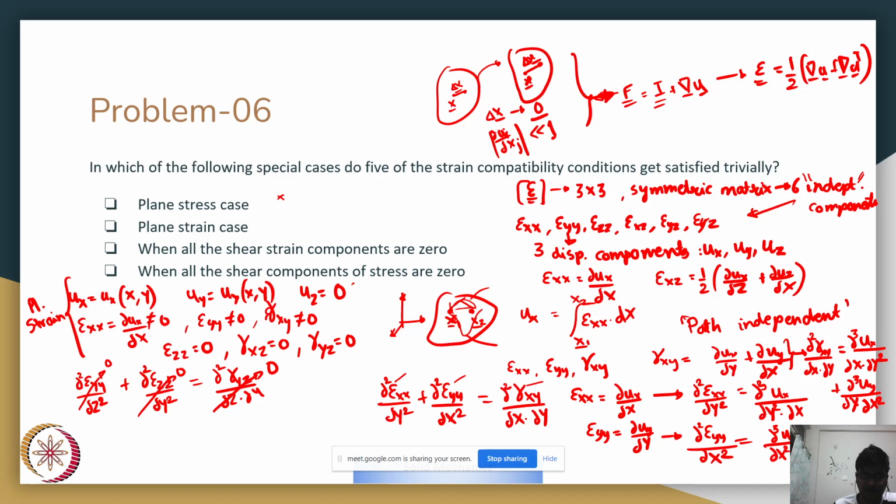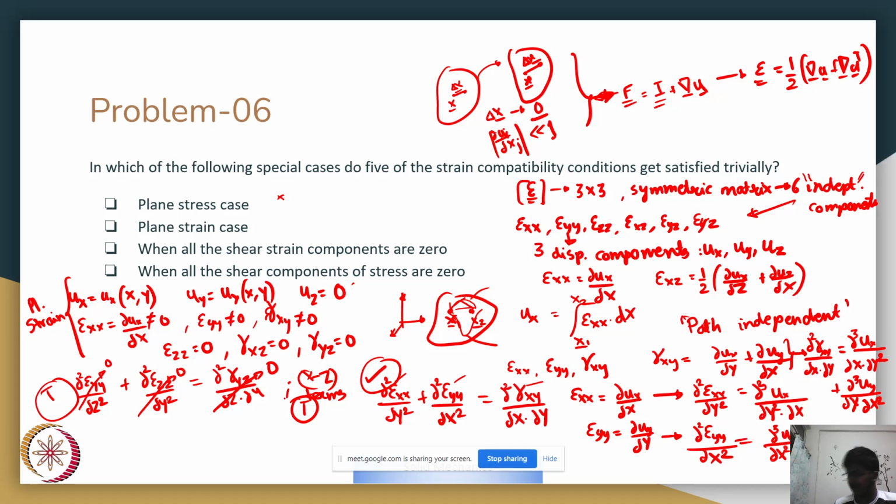Similarly, if we write down an equation in xz terms, you can again see that epsilon xx will not be a function of z, epsilon zz will be 0, and gamma xz is also 0. So in the set 1, which has 3 equations, one is satisfied and the other two are trivially satisfied.